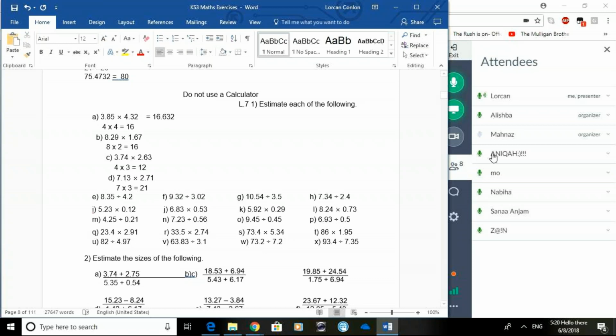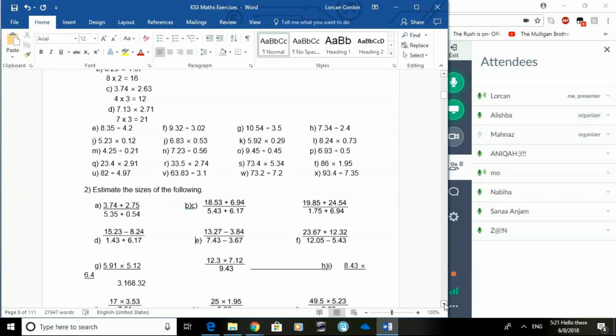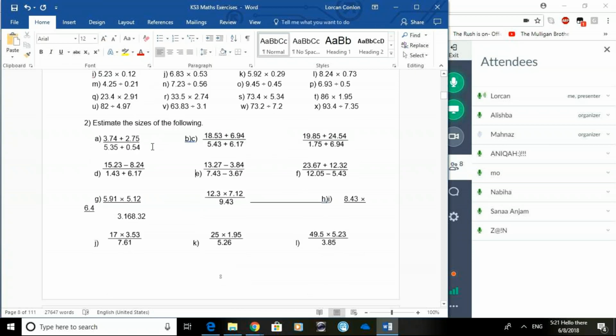Okay, now we're going to go on to look at questions where we've basically got a top line and a bottom line, okay? So we can do these all in exactly the same way. We can round to one significant figure, and in this case it's important that we think about what Mo was saying earlier, whether we round to 10 or 11, okay? So let's go through the first example in the same way we would previously.